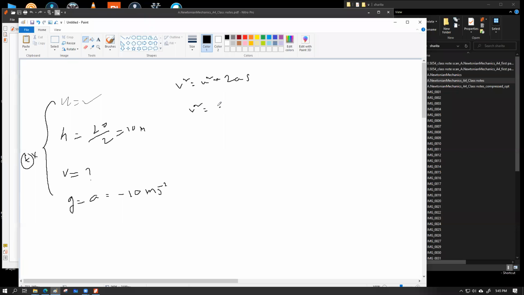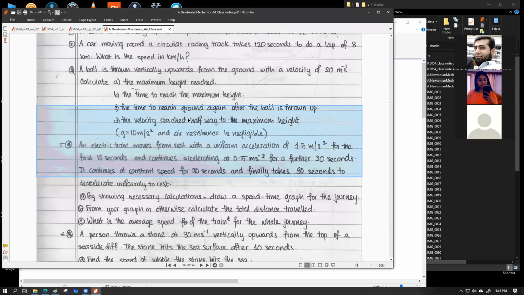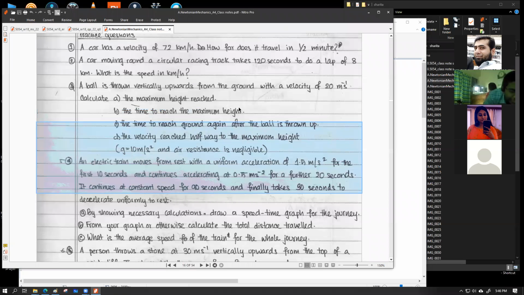What was the initial velocity, the throwing velocity of the object? 20 meter per second. This was 20 meters per second.